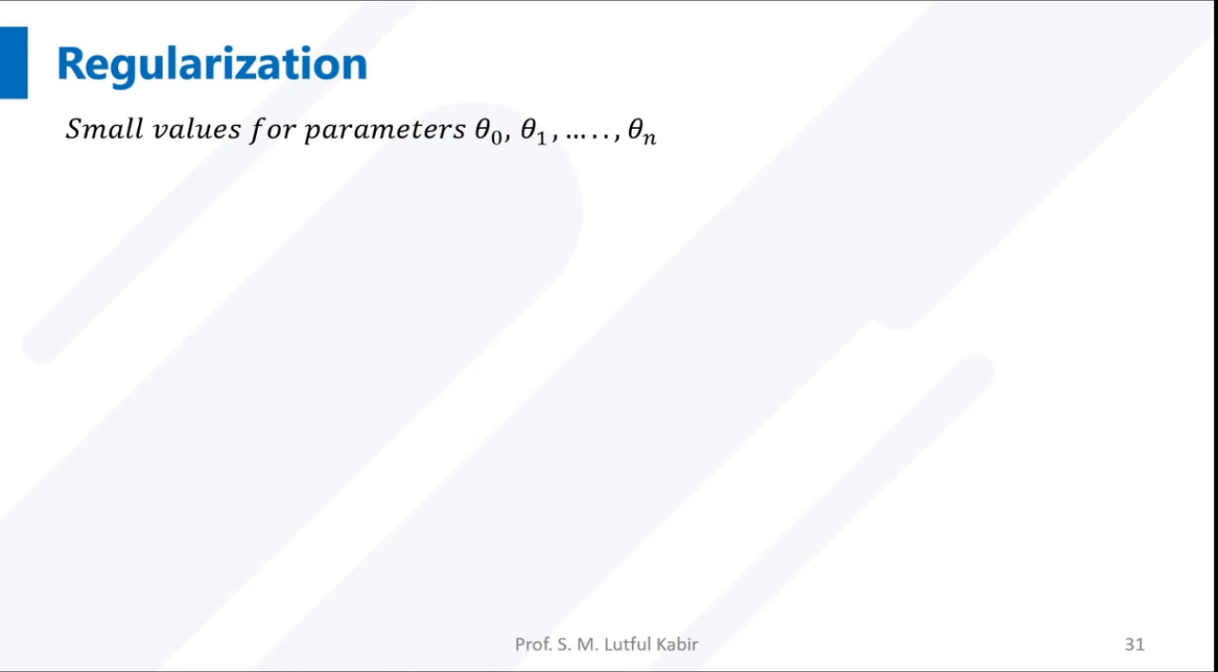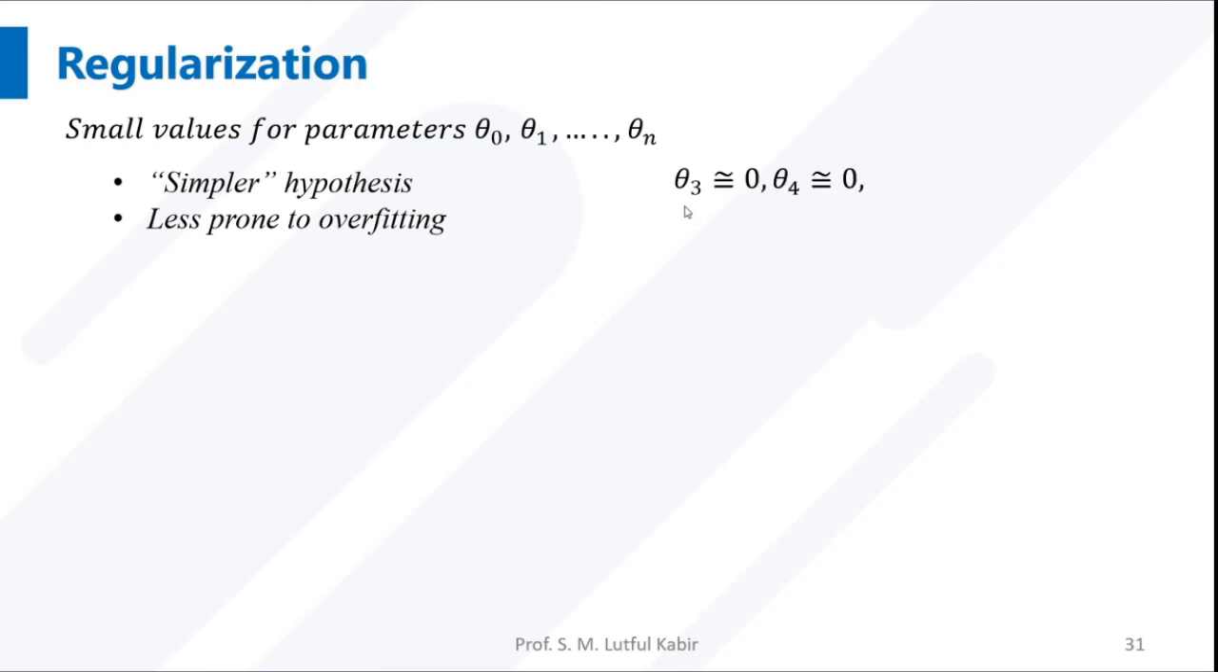Because in the previous example we knew that theta 3 and theta 4 were the problematic parameters. But in general, different parameters may be influential, and some parameters may not be influential for overfitting. If I attempt to make all the parameters small, only those parameters that are influential for overfitting will be made small through the algorithm. In general, we should try to minimize all of them, and some will be close to zero, and some will not. Since we are trying to make all the parameters small, it is a simpler hypothesis and less prone to overfitting.